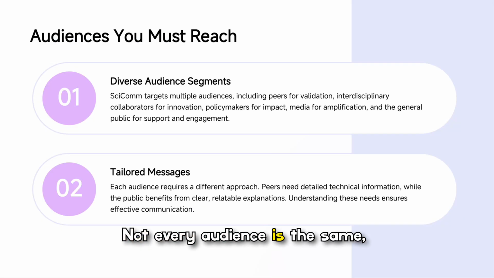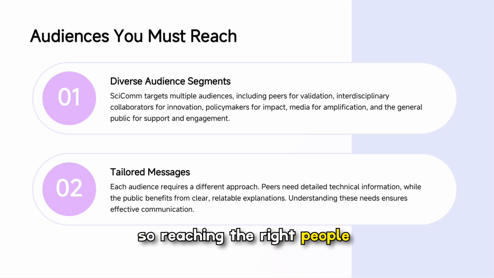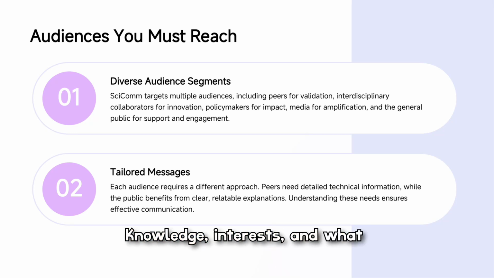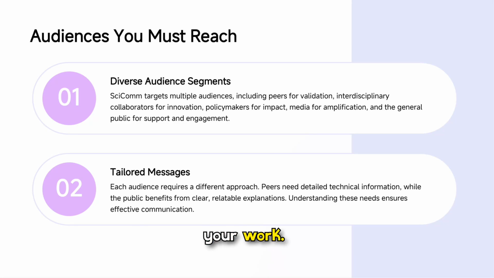Not every audience is the same, so reaching the right people matters. Scientists need peers for validation, policymakers for influence, media for amplification, and the general public for engagement. Each group requires tailored messages that match their knowledge, interests, and what they need to do after hearing your work.